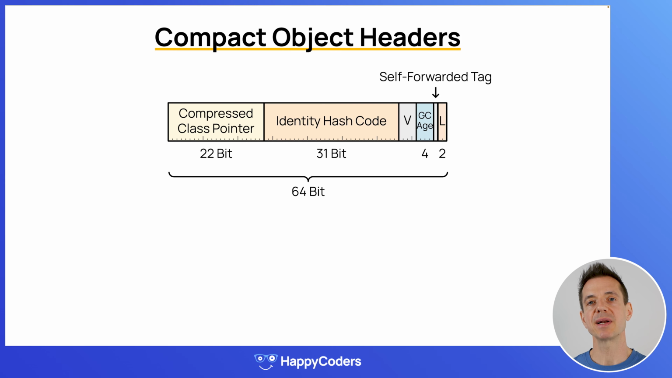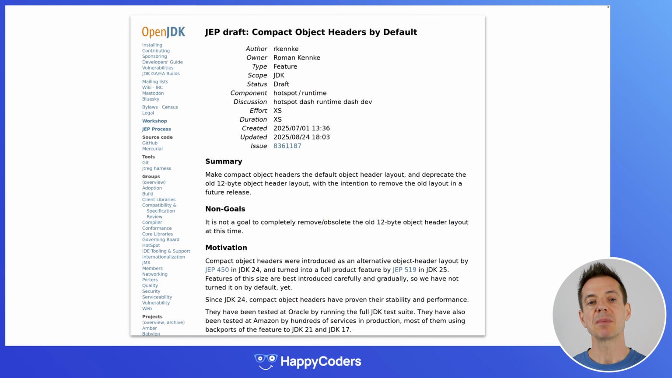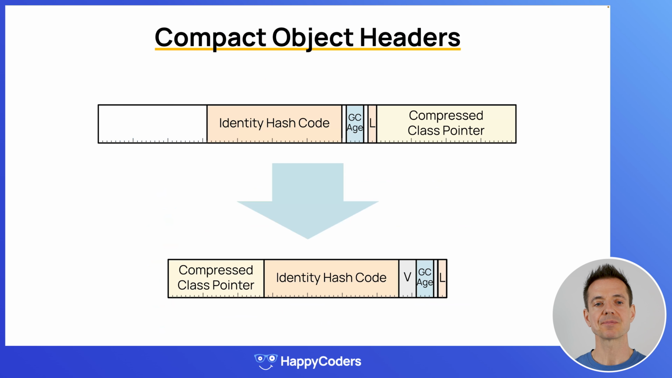Here you can see the complete compact object header. Mark word and class word are no longer separate parts, they've been merged into a single 64-bit value. To enable the new object headers in Java 25, you need to specify this VM option: -XX:+UseCompactObjectHeaders. Before compact headers are enabled by default, the Lilliput team wants to wait for feedback first. But the job for enabling them by default is already in the pipeline.